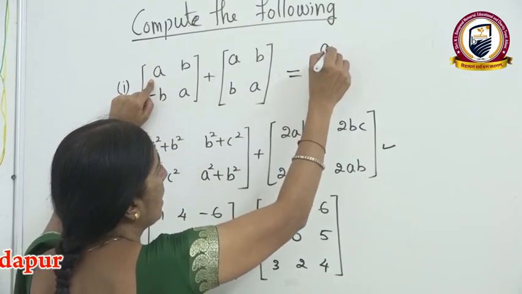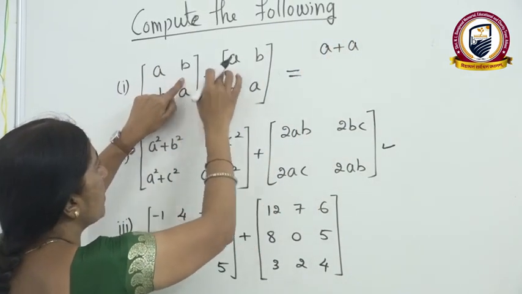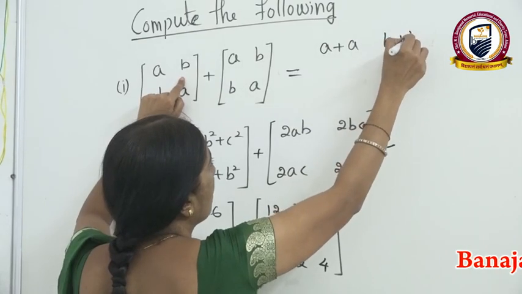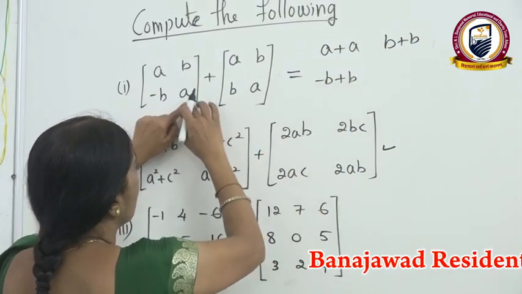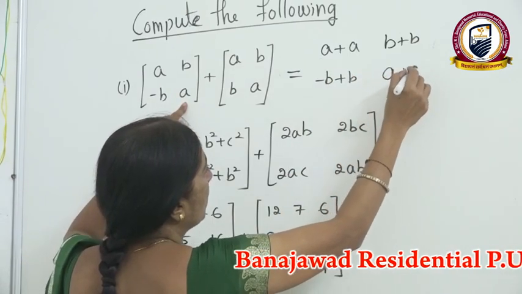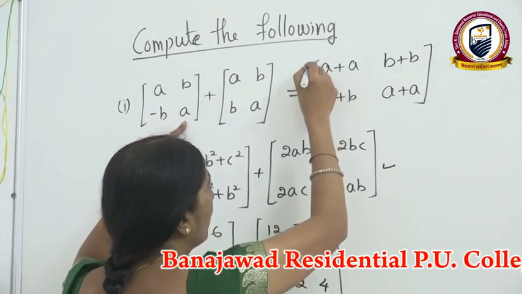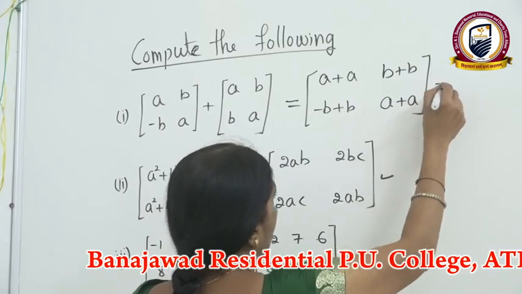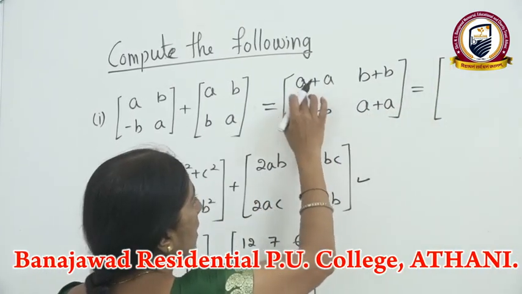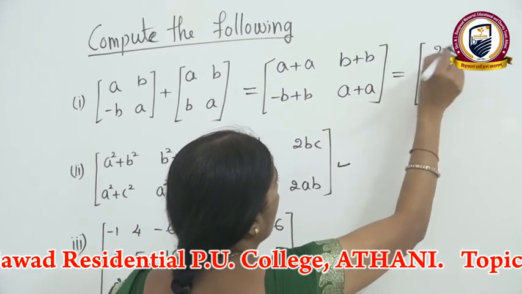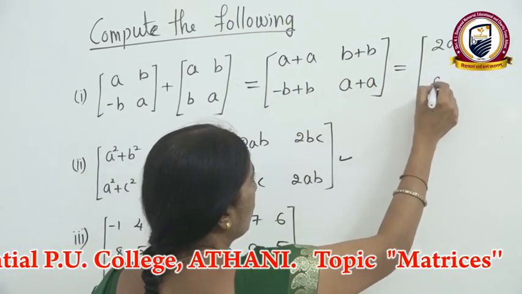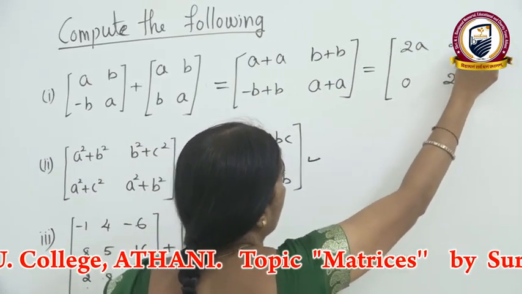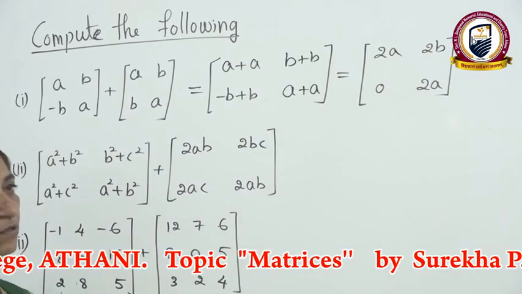A plus A. What is the next one? B plus B. Third one, that is minus B plus B. The next one will be A plus A. Simplify. If possible add, otherwise if cancellation, go for cancellation. A plus A, 2A. This is 2B. And here they cancel, 0. This is 2A. So like this we are adding.